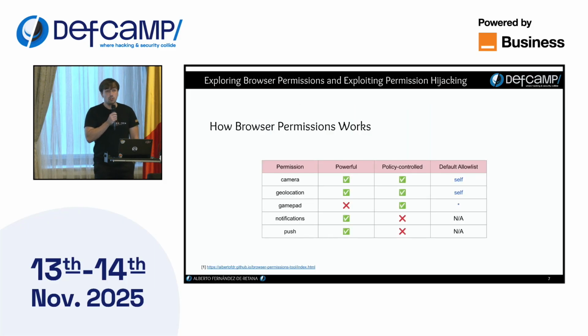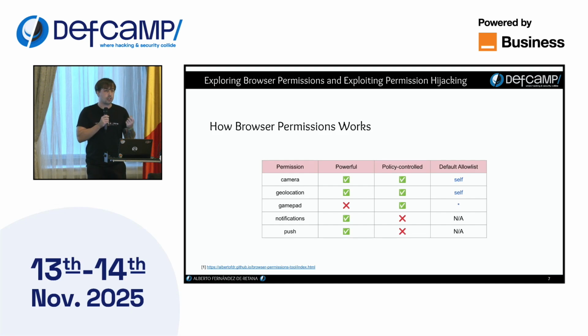So browser permissions have two main characteristics. The first one is if it's powerful. If it's powerful, it just means that the user needs to explicitly grant the permission, like for example, camera. So a pop-up will appear that the user needs to grant.